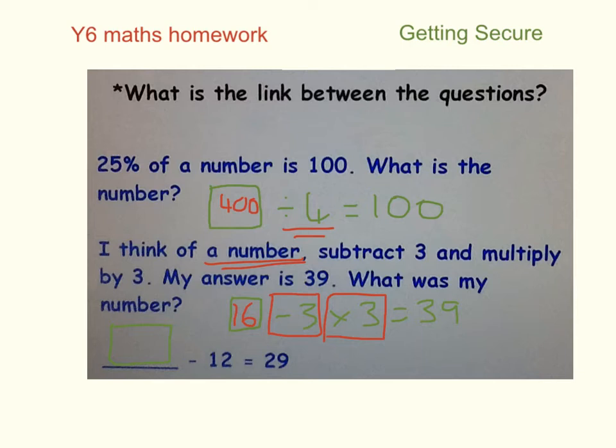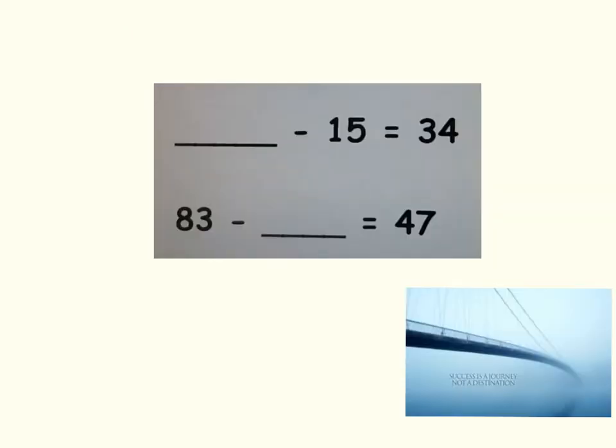And again, just the same on the last one. I'm looking for the number that I begin with. I subtract 12 here, so to find that I need to do the opposite. I need to add 12, 41. Now, have a go at these 2 questions and notice how the order in which the numbers have been positioned with a subtraction affects the operation that we need to do when we find the missing number.